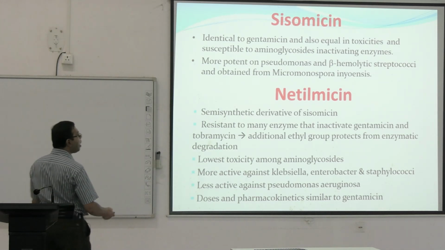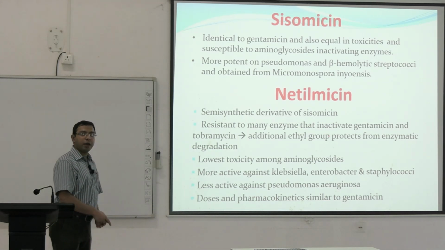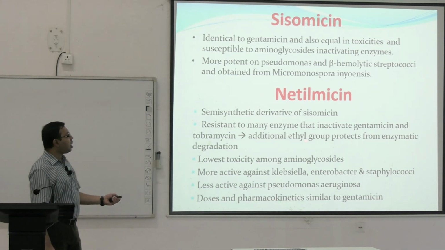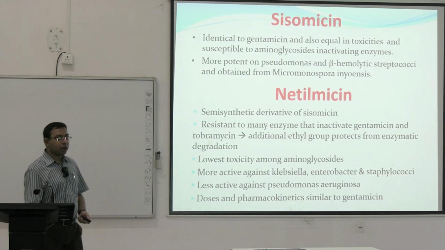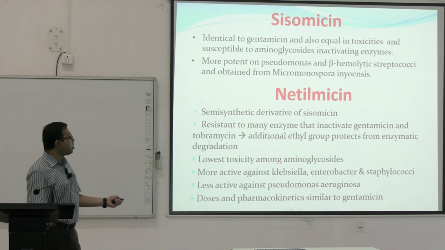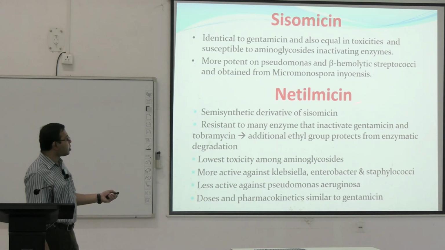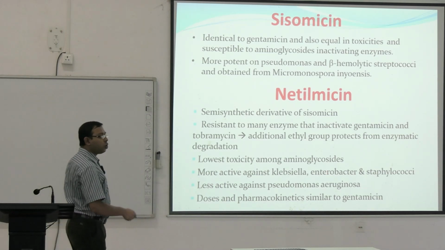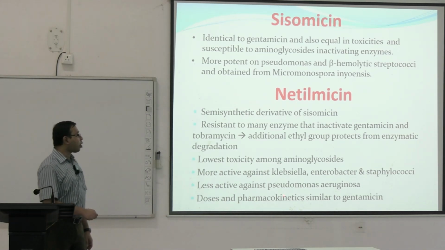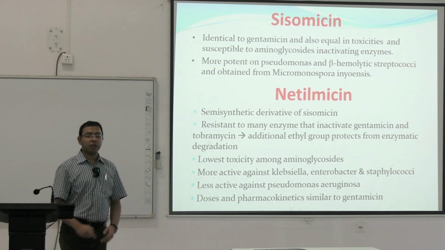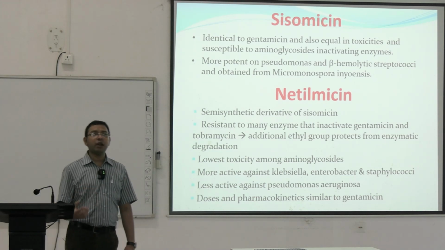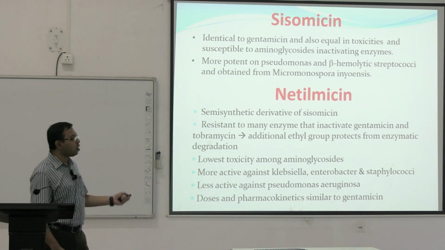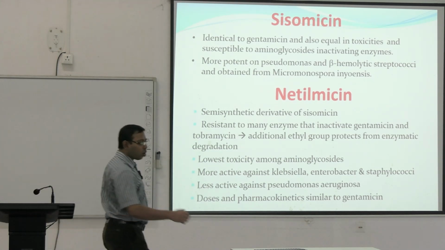It is resistant to many enzymes that inactivate the gentamicin and tobramycin. So the additional ethyl group protects from enzymatic degradation. These have the lowest toxicity among all the aminoglycosides. Netilmicin is more active against Klebsiella, Enterobacter and Staphylococci, less active against Pseudomonas. Doses and pharmacokinetics are more or less similar to gentamicin. So these are the newer semi-synthetic aminoglycosides. This is semi-synthetic Netilmicin, with lesser toxicity.